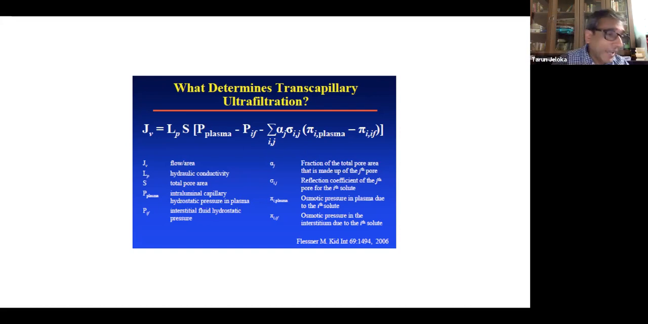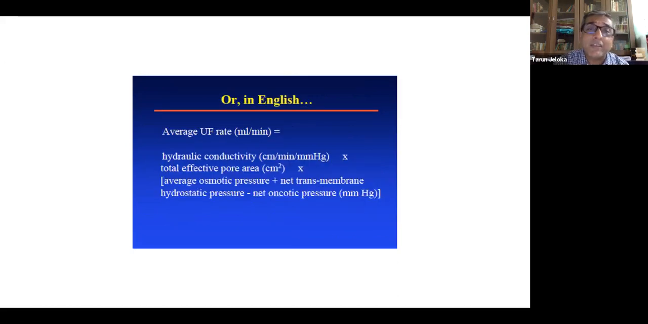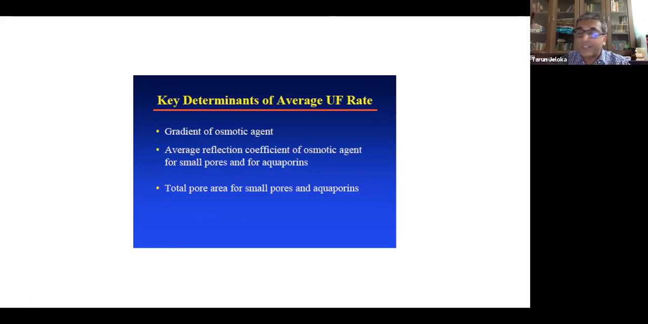So don't look at this. Actually, I told you to look at this, but actually this is very complicated and nobody should focus more than a second into this slide because this is not English. What English is, average ultrafiltration is determined by all these three factors which I mentioned: hydrostatic, osmotic, and oncotic, times hydraulic conductivity, times total effective pore area. What I said is the surface area and contributory pore size. So all three: osmotic, hydrostatic, oncotic, times hydraulic conductivity and effective pore. Let me further simplify this. Forget about that slide as well.